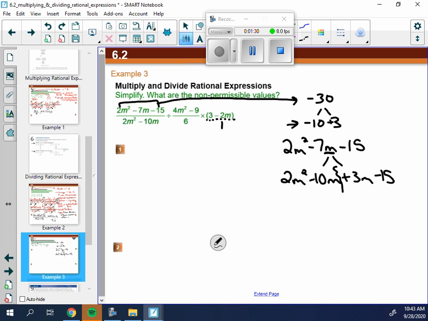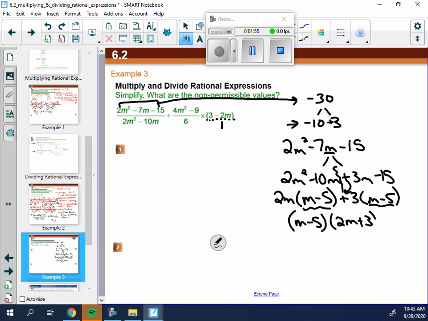What's the greatest common factor of the first half? 2m. What's the leftovers there? m minus 5. Good. Over here we take out the sign and the greatest common factor, which is a 3, and you have an m minus 5. We've done it right, so we have an m minus 5 as one of our factors, and the 2m plus 3 becomes our other factor.